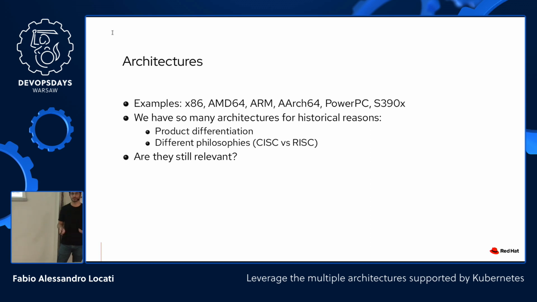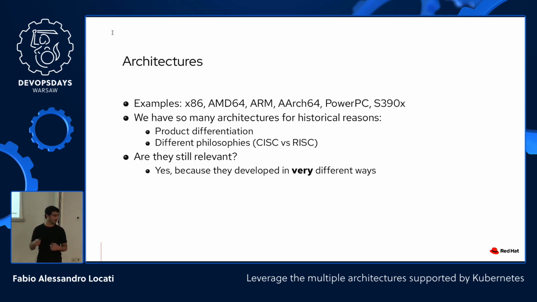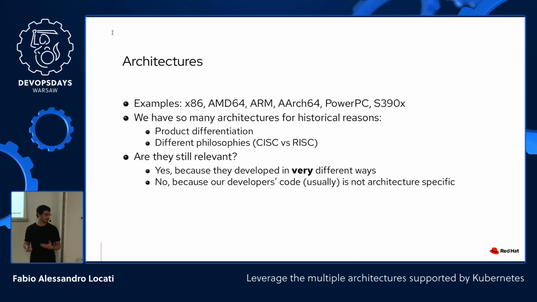And I think the bigger question for us today is, are those architectures actually relevant for us today? So let's assume that we don't have any machines today. Is it relevant to have machines with different architectures, or is it not? So I would say yes, on one hand, it's relevant, because those architectures, due to their history, are very, very different. They have advantages and disadvantages. But also, on the other hand, it's also true that for the majority of people, it does not really matter.